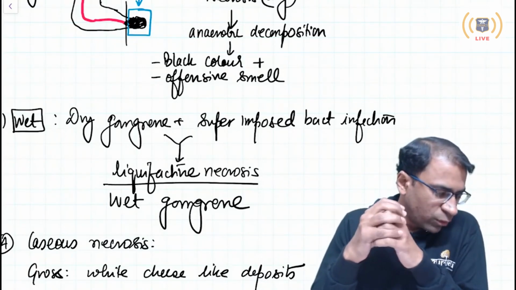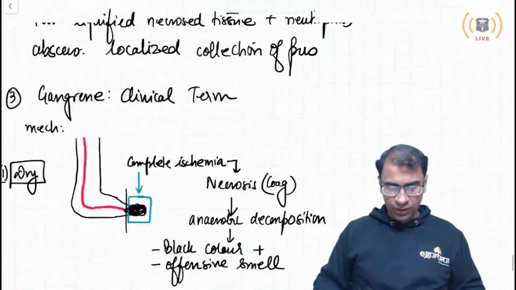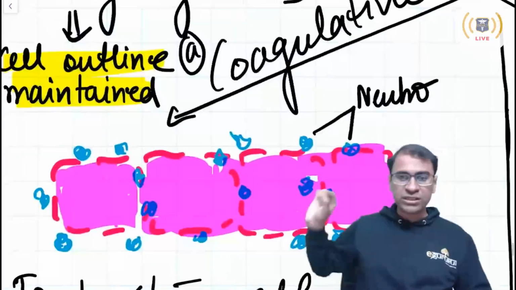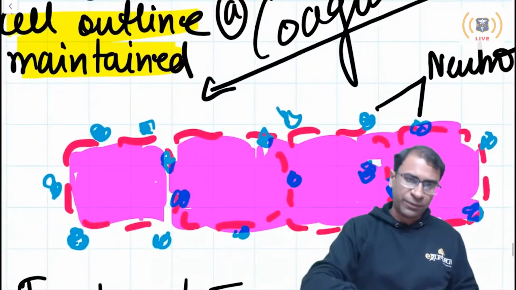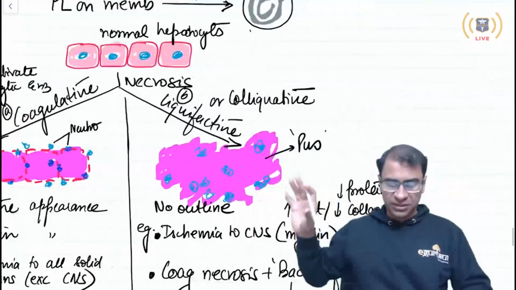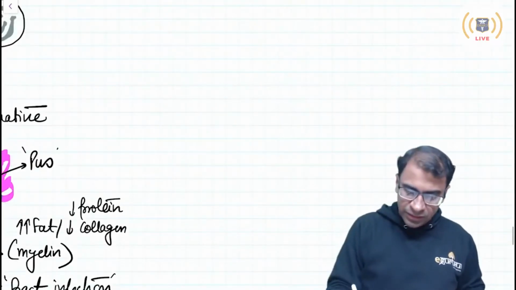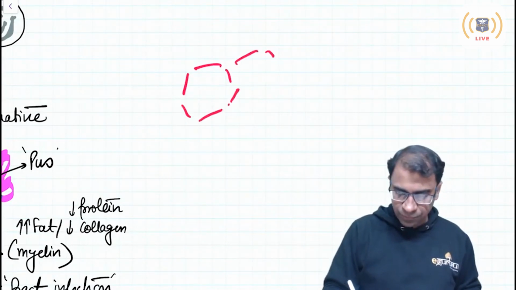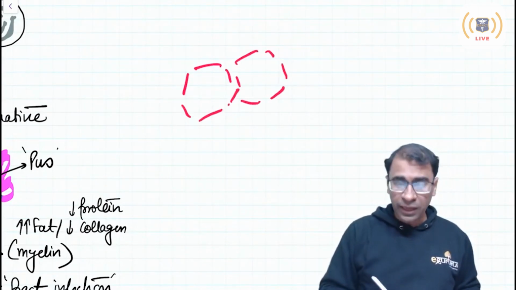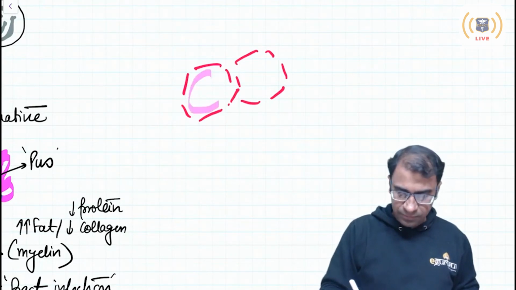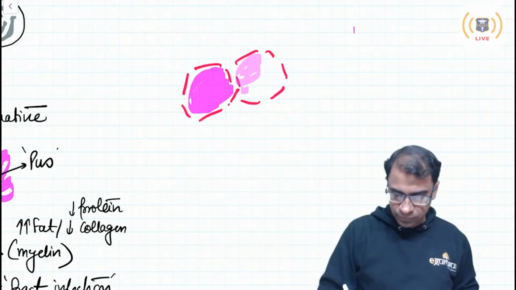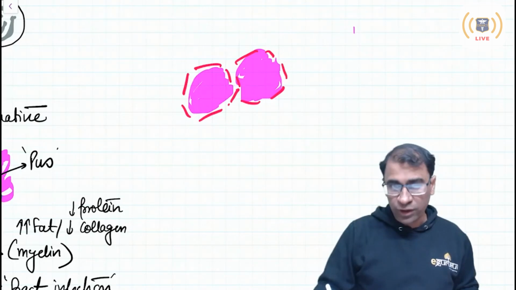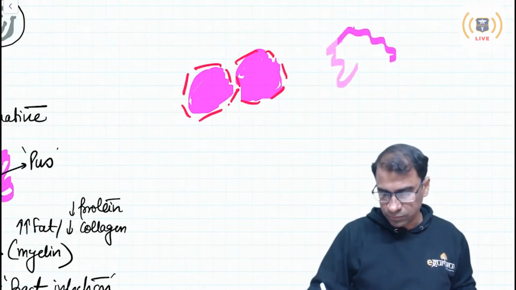Could you please repeat the cell outline difference in coagulative and liquefactive? Okay, good question. Look, if you see the cell outline intact, what I'm trying to say is, let's assume you don't see this image, you only see this image. This one is one outline, and inside this you are seeing pink color. And I am drawing one more image like this.